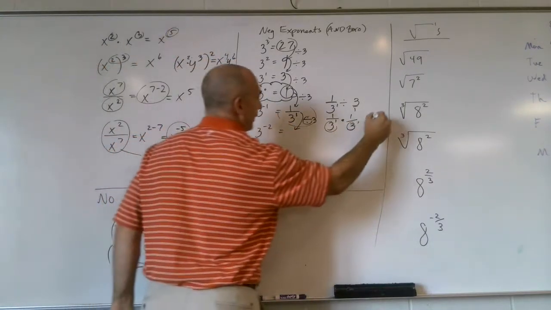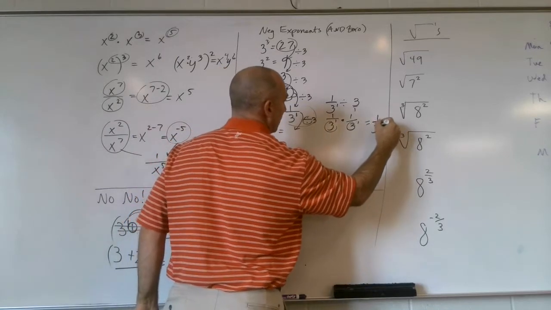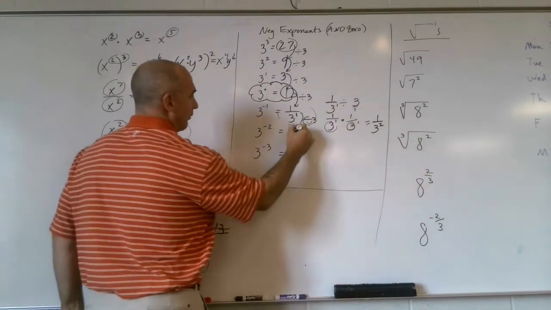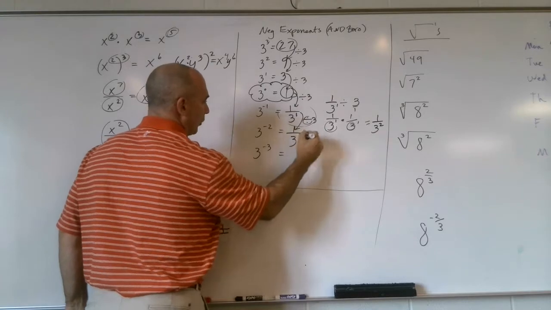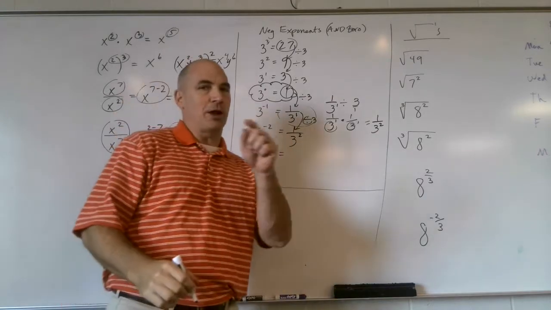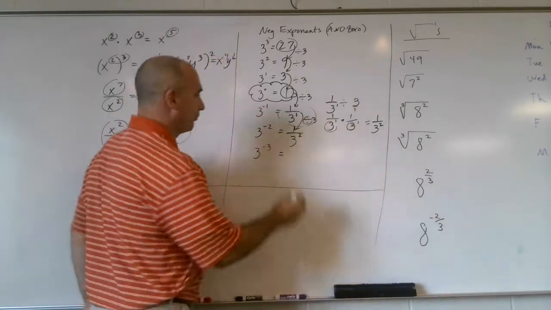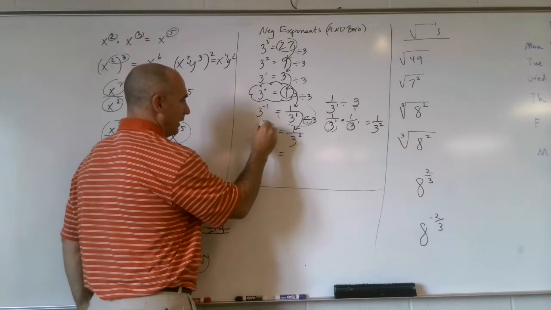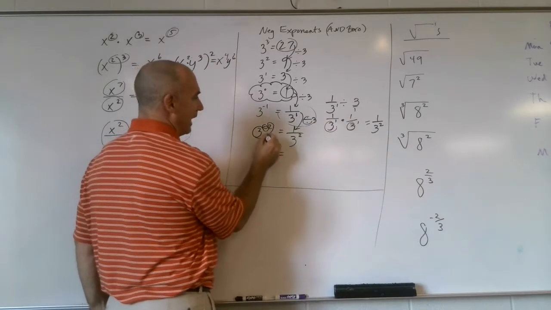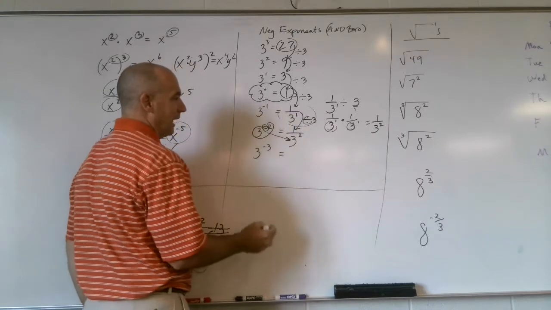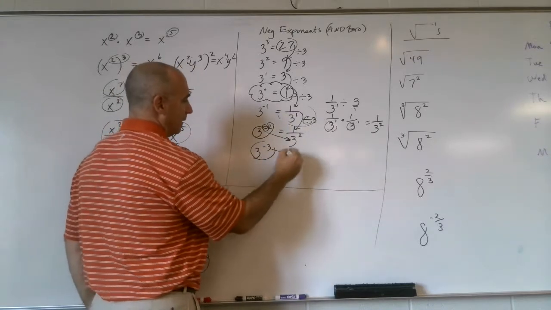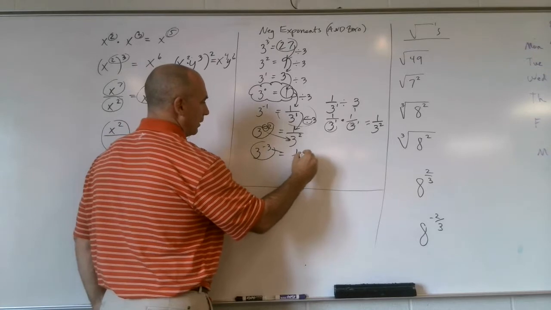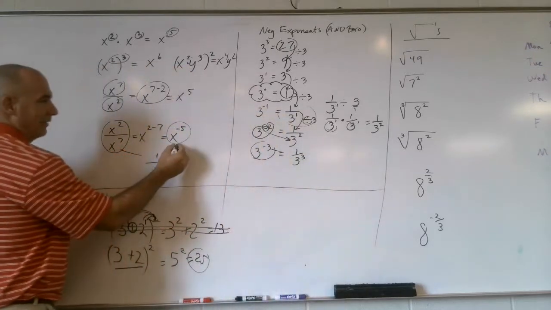You add them. So I get 1 over 3 squared. You see that's 1 over 3 squared. Now what I'm going to try to prove to you is this negative exponent simply means put everything else where it ain't. So put it in the denominator. So what's this going to be? Well, that's going to be 1 over 3 cubed, which takes us back to here.